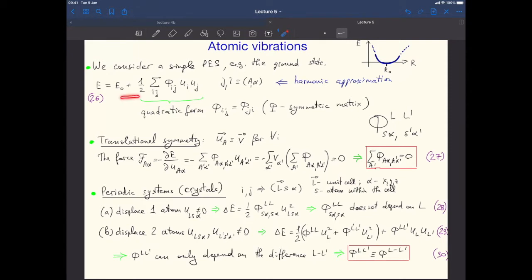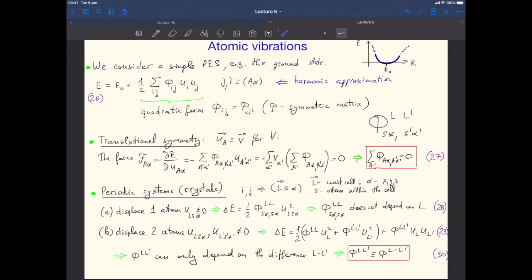So the linear term in this expansion disappears because we expand around the positions at equilibrium, as was already mentioned. So the first non-zero term is quadratic in atomic displacements, and this is called harmonic approximation. The coefficients of this harmonic term, phi_ij, form a matrix which is called the force constant matrix. This matrix is symmetric because it corresponds to the second derivatives of the energy with respect to atomic displacements, and these second derivatives are symmetric.